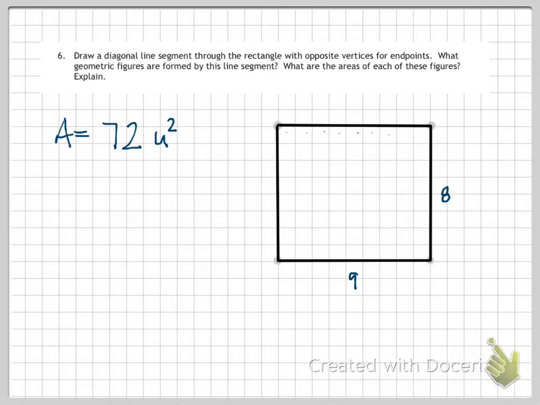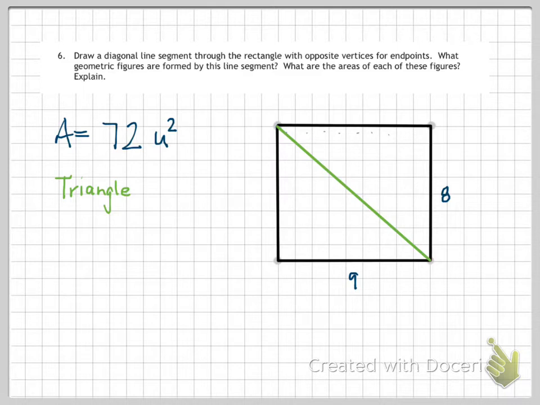All right, so here we go. We're going to draw a diagonal line segment through the rectangle with opposite vertices for endpoints. So I'm going to use this side for one of my endpoints, and go through the rectangle all the way to the other vertex, which is the corner, and I have a diagonal line. And then the question is, what geometric figures are formed by this line segment? Well, I've turned my rectangle into two triangles. So the triangle is what has been formed, and I have two of them, and they're going to be of equal size. So the question now is, what are the areas of each of these figures?